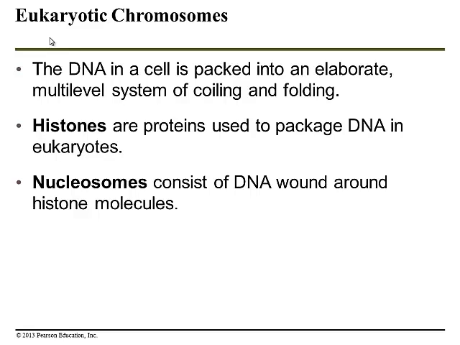So DNA in a cell is packaged into elaborate little multi-level systems, coils and folds, with the help of little proteins called histone proteins that create little packages of DNA, or chromosomes. So chromatid and chromosomes, what's the difference? Well, chromatid are going to have some histones too associated with them, but what's the difference? Well, one's looser, more available, and one's packaged up tight, tight, tight. Nucleosomes consist of DNA wound around histone proteins.